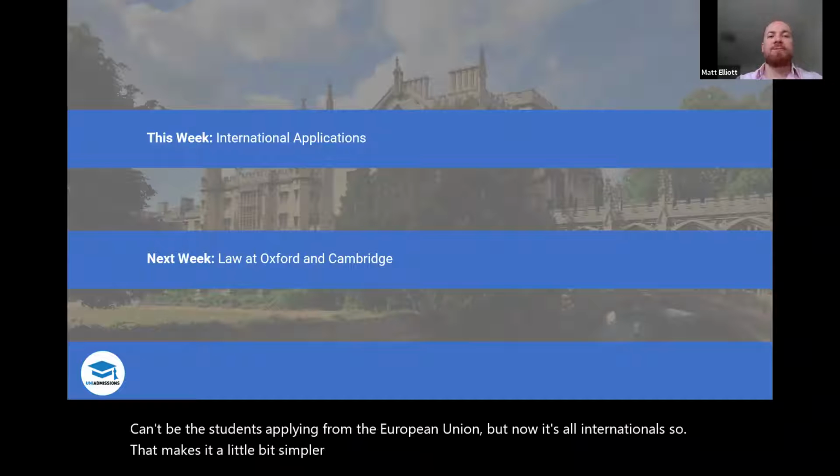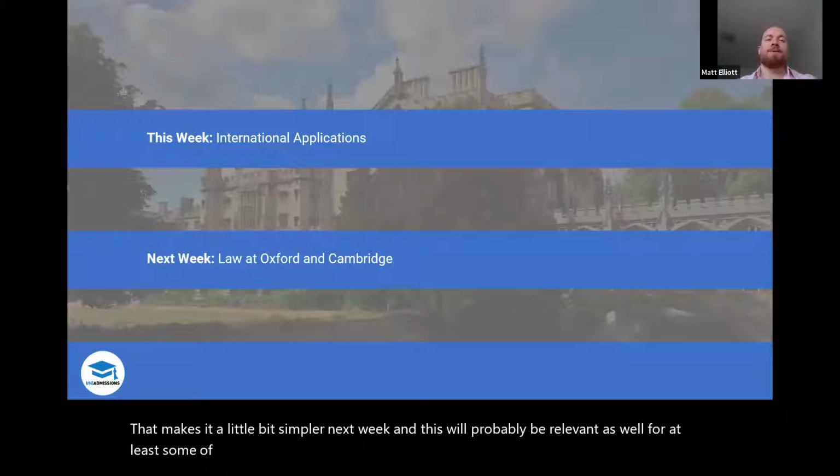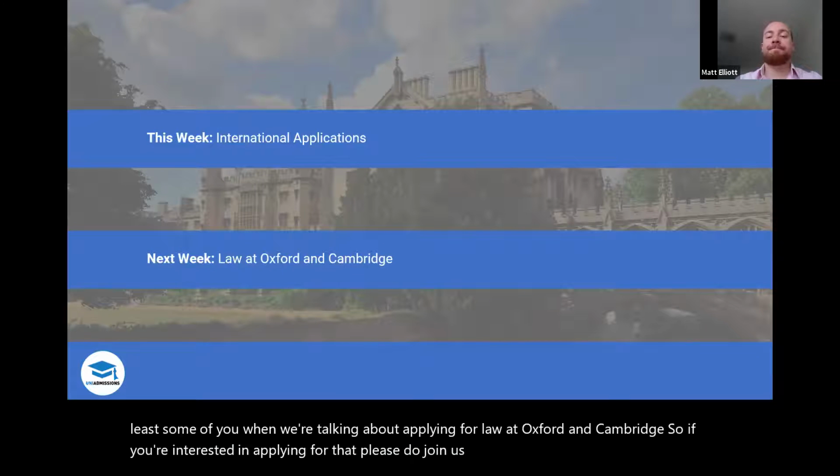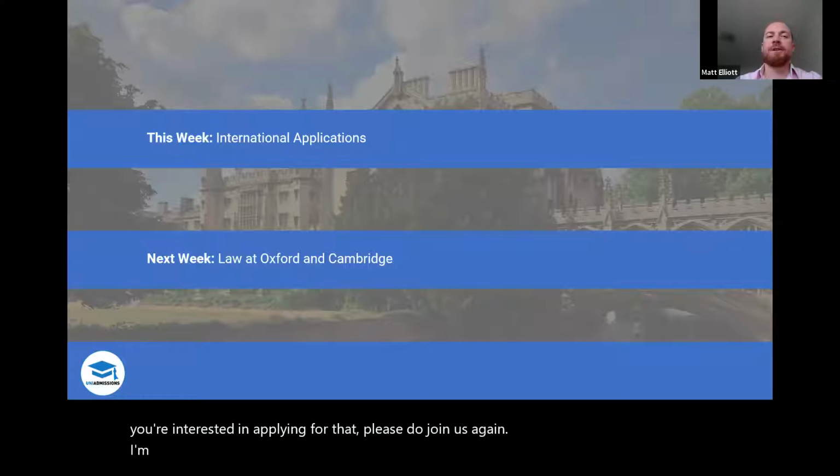Next week, and this will probably be relevant as well for at least some of you, we're going to be talking about applying for law at Oxford and Cambridge. So if you're interested in applying for that, please do join us again. I'm sure we'll cover one or two of the same points, but it should be sufficiently different.